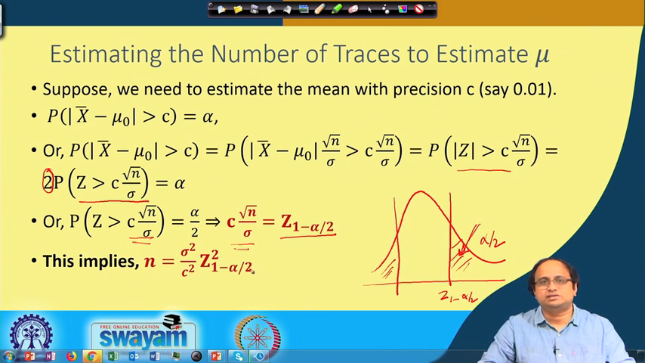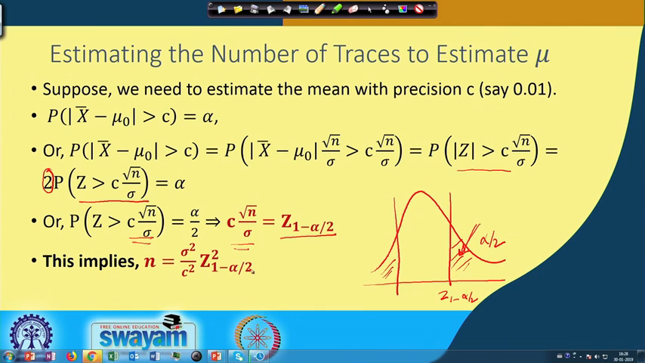So, what we will see next is a few more inferences on this and try to see how we can apply this to getting the difference of mean attack analysis in a much more predictable fashion. But we will take that in the next class.